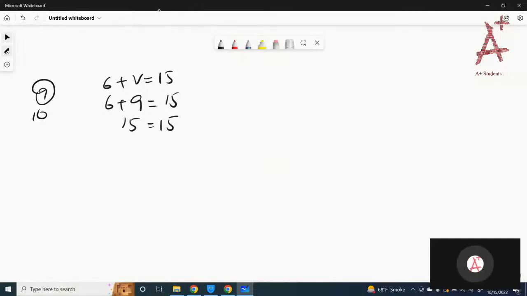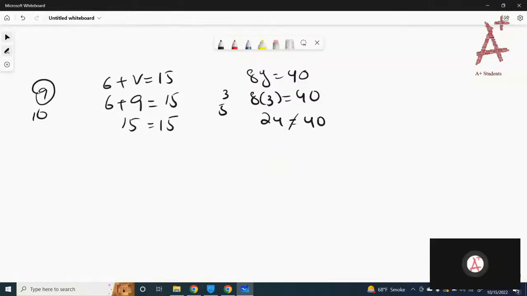Okay, the next one is 8y equals 40. And the options you are given are 3 and 5. So let's just check for the first one. 8 times 3 is 24. 24 is not the solution of the equation. Got it? Let's check for the next one, that is 5. 8 times 5 is 40. Got it? That means 5 is the solution of the equation.